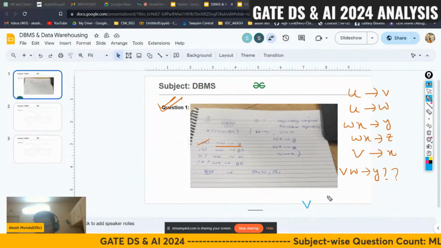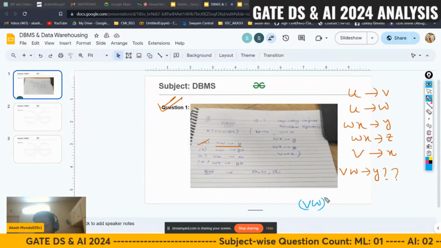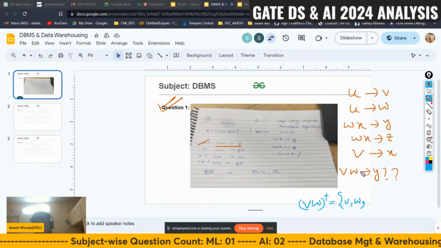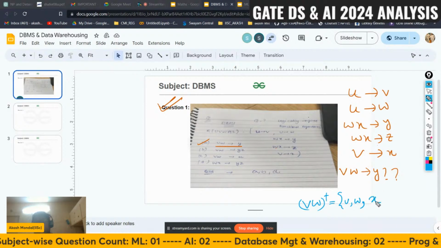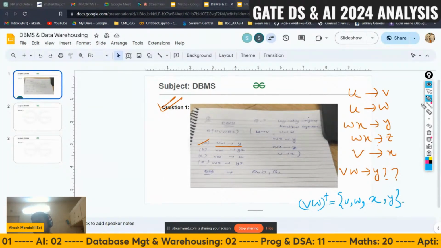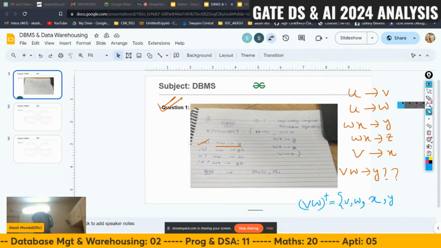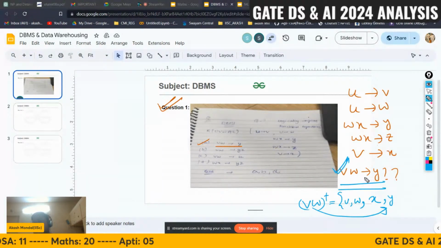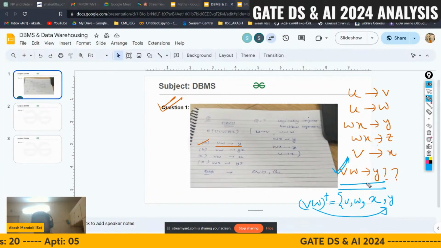For that you just need to consider the closure. So if you consider the vw closure, you will get v, you will get w. Now from v you can derive x, and from wx you can derive y. Of course maybe you can derive other attributes as well, but from vw you can derive y. So this is perfectly all right. From vw to y, this functional dependency is correct.